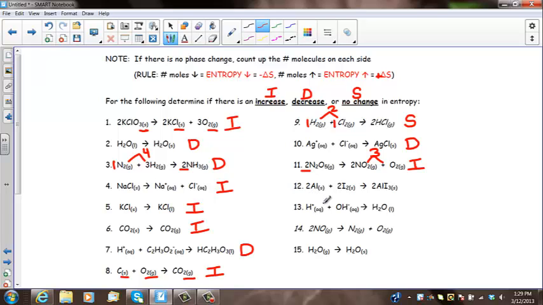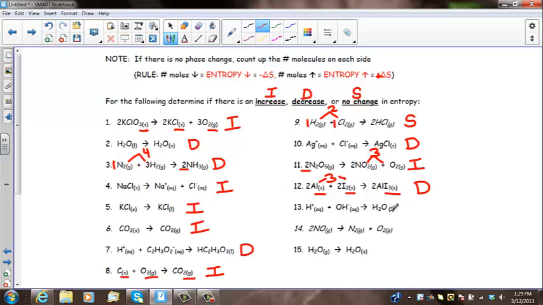And in number 12, we have an all solid system, so let's look at our moles of solid. We have 3 moles of solid versus 2 moles of solid, so this would be a decrease. Even though it's in the same state, it's a decrease in entropy because there's less moles.